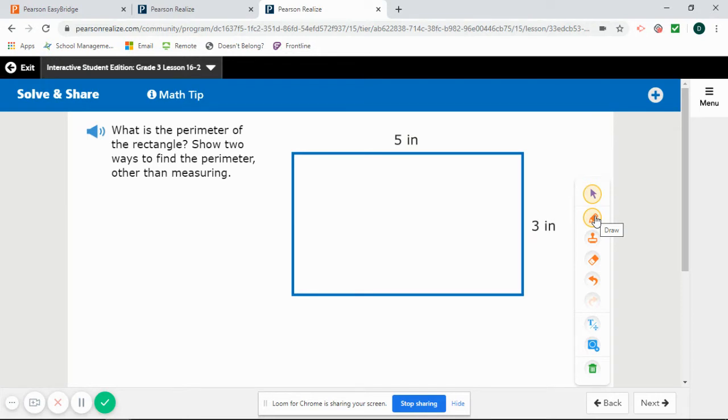In topic 16.1, you learned that the perimeter is the distance around a figure. So here we have a rectangle, and today's objective is to actually find the perimeter of different polygons with common shapes. So we'll be using rectangles, squares, triangles, and trapezoids.